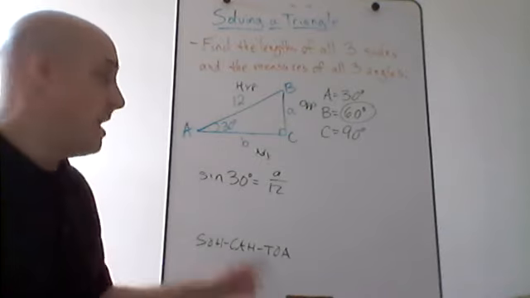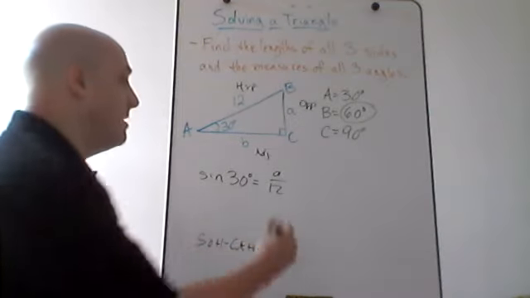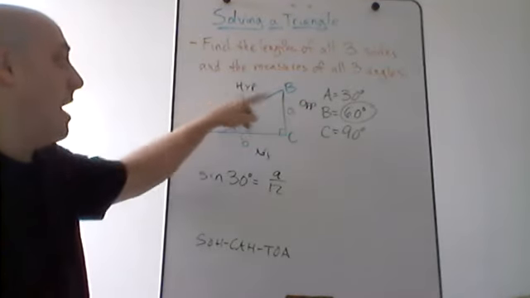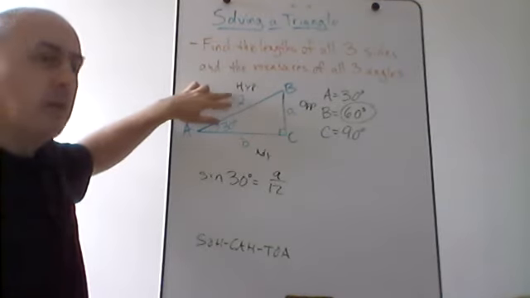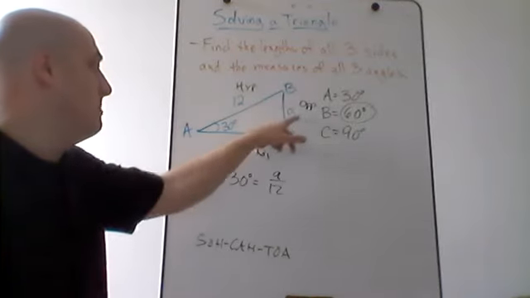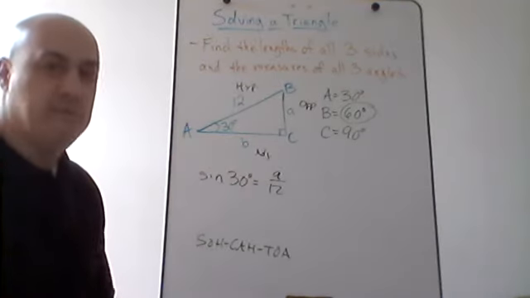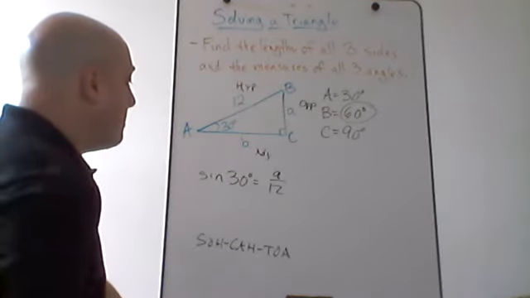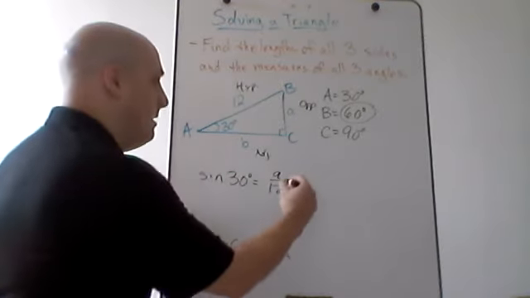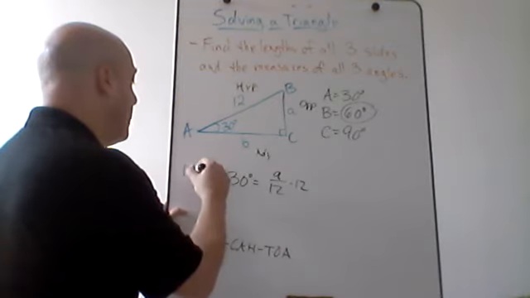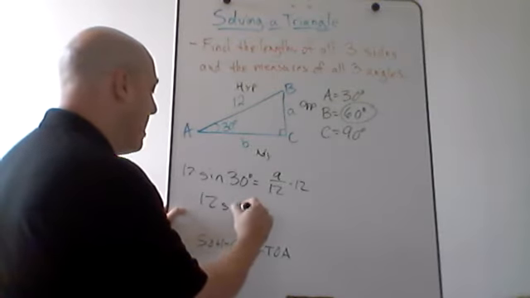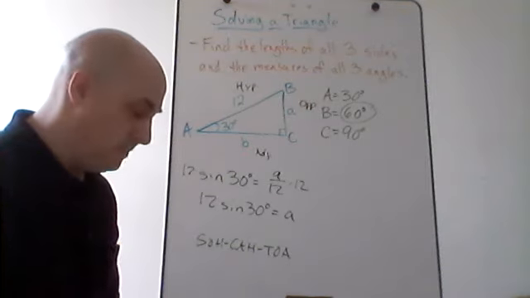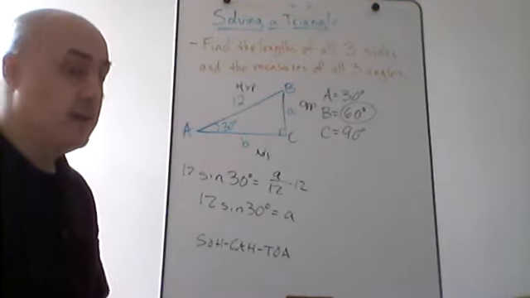So sine of 30 degrees equals A over 12, and now I can solve that equation for A, because I have an equation where everything is filled in except for one single variable. That's why I had to use the opposite and the hypotenuse. I couldn't use the opposite and the adjacent, because then I would have A over B and two variables, and I can't solve that equation. To solve for A, I multiply both sides by 12. So 12 times the sine of 30 degrees equals the length of side A. Now we have to figure out the sine of 30 degrees.